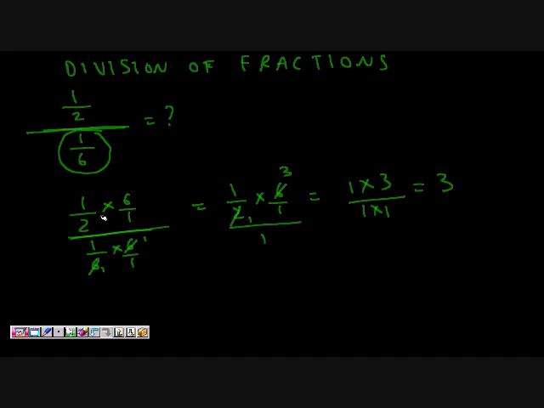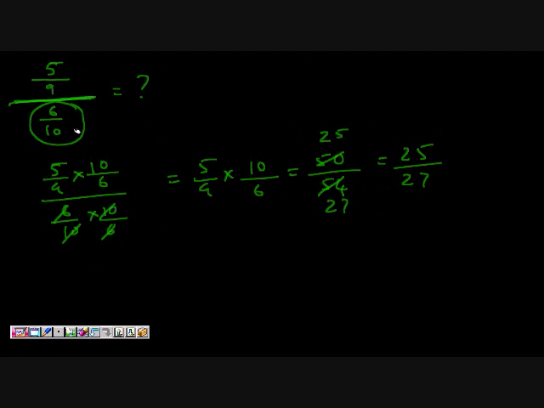So the reciprocal in this case of the denominator 1 by 6 is equal to 6 by 1. So we multiply 1 by 2 by 6 by 1. Similarly, in this case, the reciprocal of 6 by 10 is equal to 10 by 6. So we multiply 5 by 9 into 10 by 6 to divide the fractions. Okay. Now let's take another example.